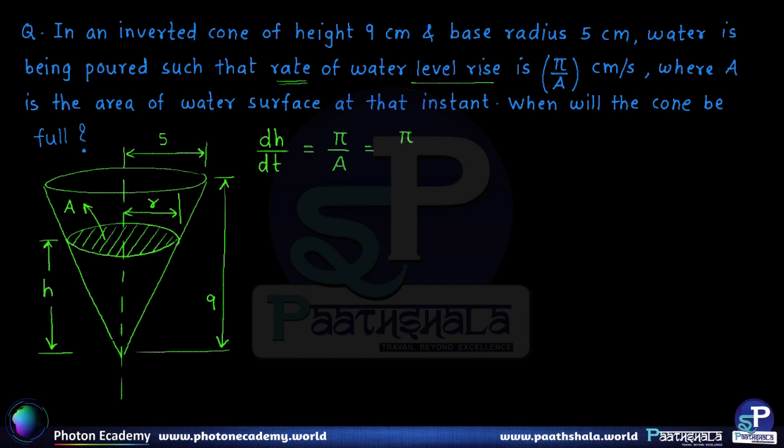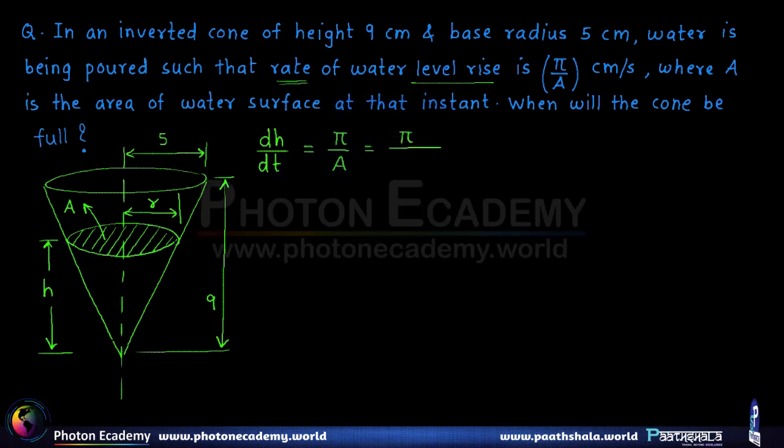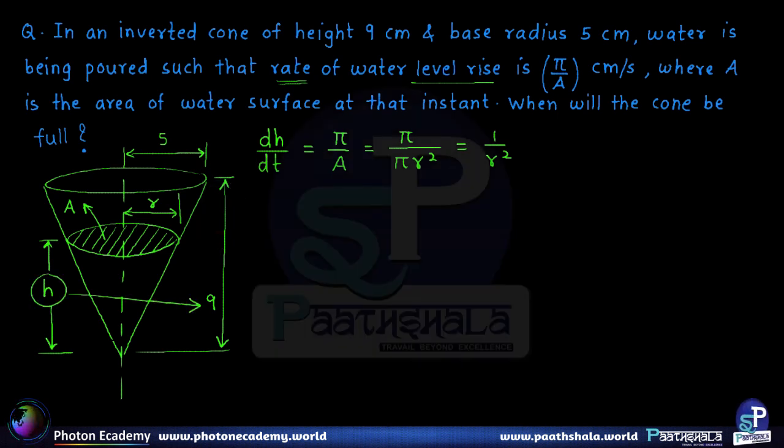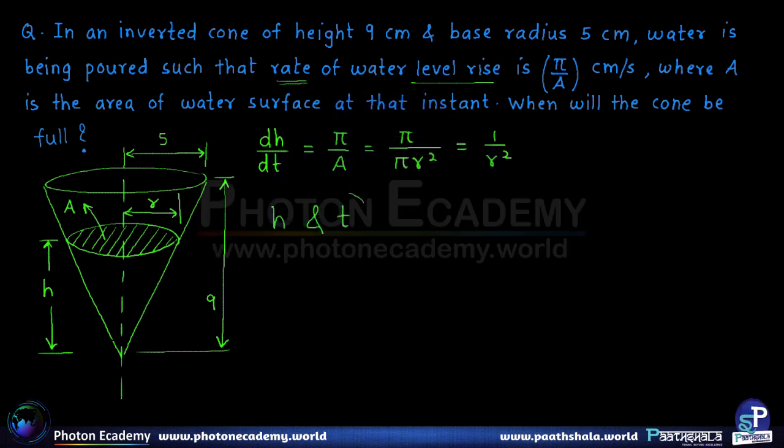Now we can write A, that is the area of the top circular surface of the water, as nothing but pi r square. So cancelling pi, we have 1 upon r square. Now the question says, when will the cone be full? That means when the height of the water column will become the complete 9 centimeters. Right? That means we must get height as a function of time, but you see height is continuously changing as the time moves ahead. That means we must get an equation involving h and t only, right?